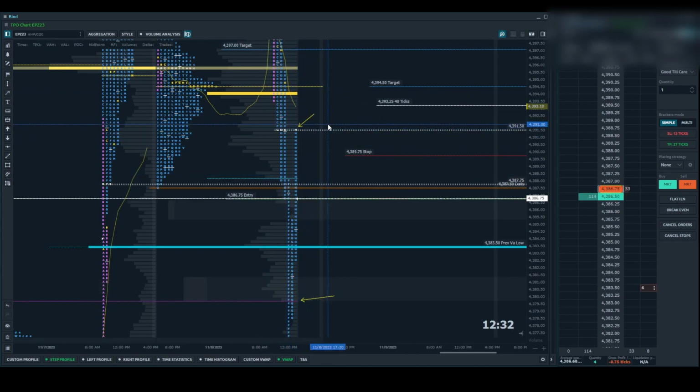And I was thinking that they would come back and want to take that out and head to that POC up there.